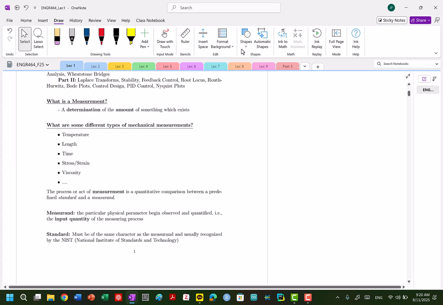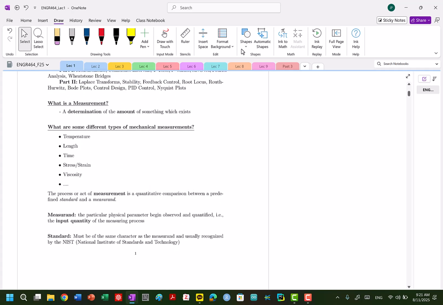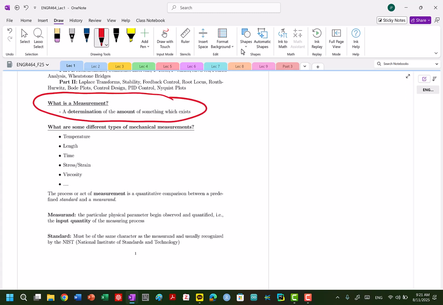So let's just define again, and this may be somewhat silly, but I think it's important to frame: what is a measurement? What are we actually doing? How do we define a measurement? Really it's just determining the amount of something that exists. There are lots of different types of mechanical measurements: temperature, length, time, stress, strain, viscosity. Basically it's just a comparison between a predefined standard and some measurand.